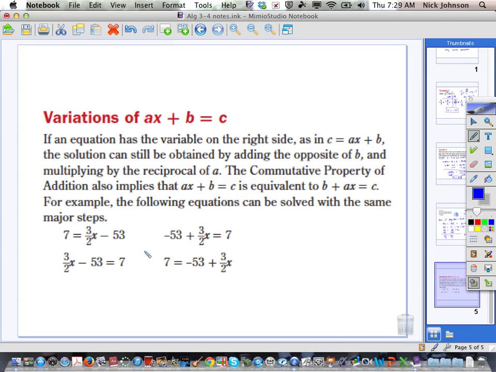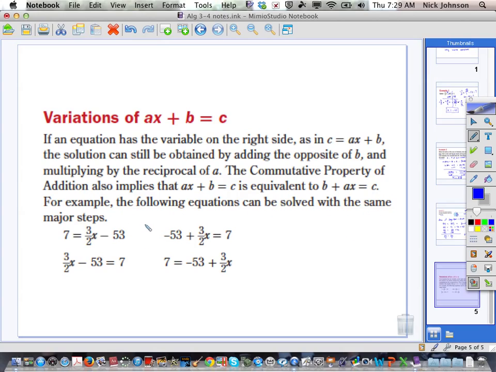Variations of ax plus b is equal to c. If an equation has a variable on the right side, as in c equals ax plus b, the solution can still be obtained by adding the opposite of b and multiplying by the reciprocal of a. The commutative property of addition also implies that ax plus b equals c is equivalent to b plus ax is equal to c. For example, the following equations can be solved the same way.